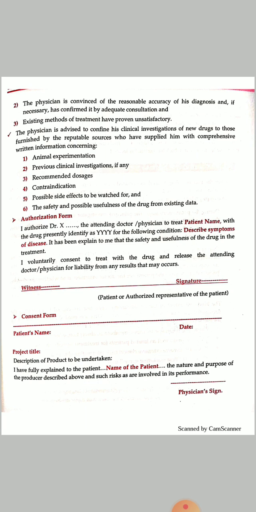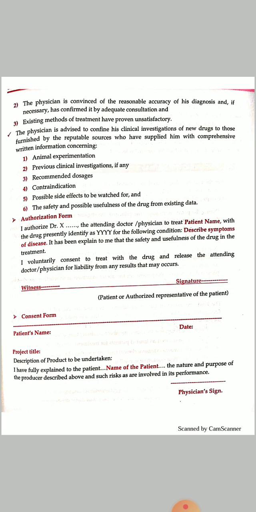So there will be a signature of the patient, or the authorized representative of the patient if the patient is illiterate, or it should be signed in the presence of a witness. Next is the consent form. This is for the patient.